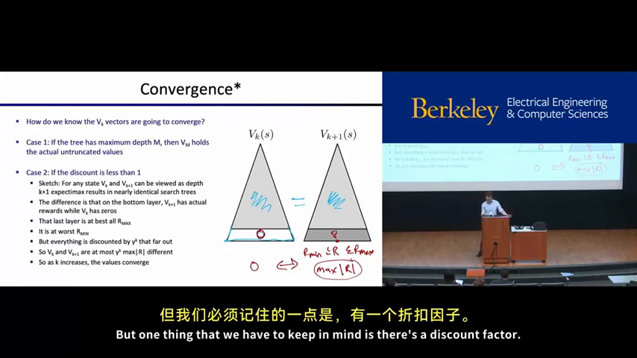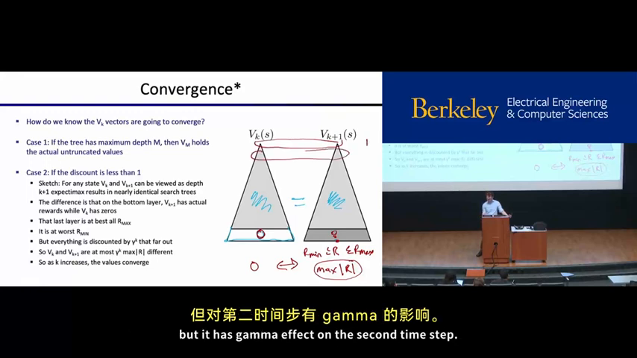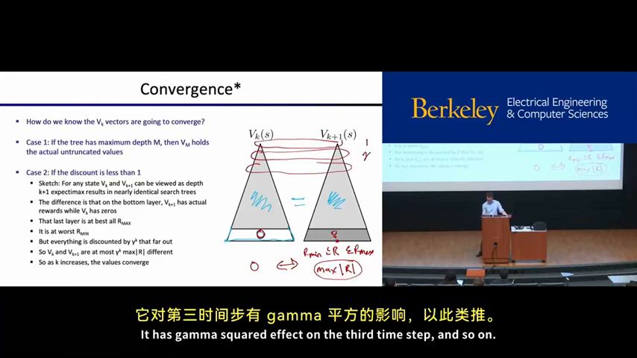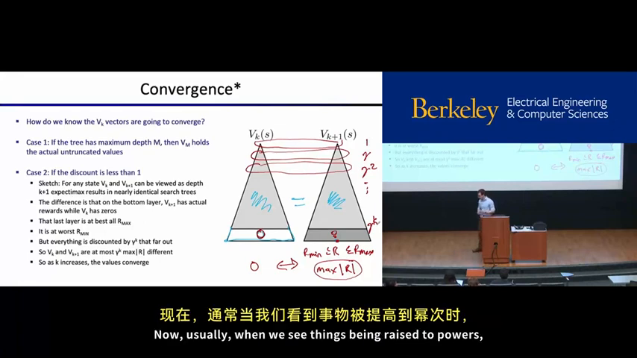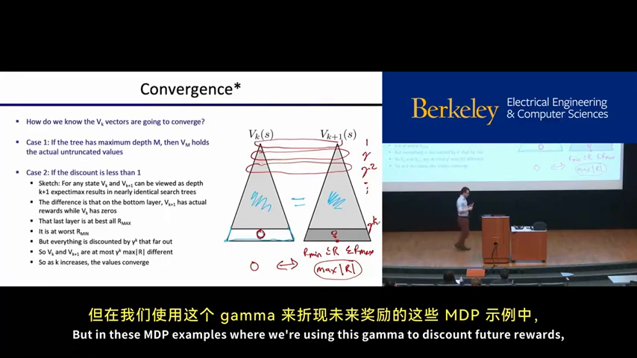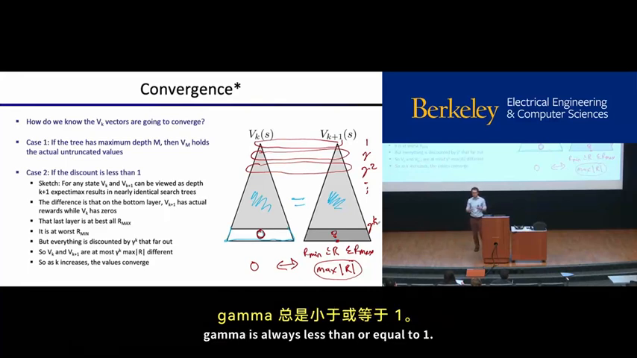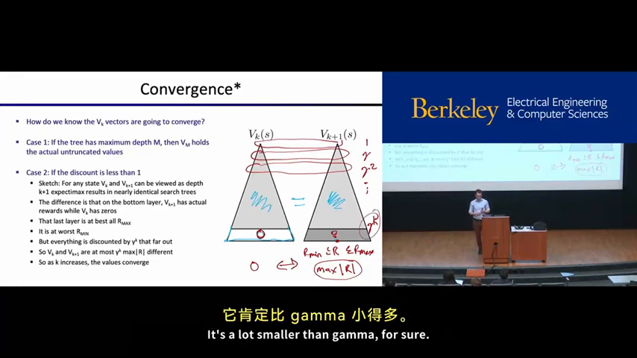But one thing that we have to keep in mind is that there's a discount factor. The discount factor doesn't have any effect on the first time step, but it has a gamma effect on the second time step. It has a gamma squared effect on the third time step, and so on. Eventually we're going to get down to here and we'll have gamma to the k. Now, usually when we see things being raised to powers, our intuition is that they're getting bigger over time. But in these MDP examples where we're using gamma to discount future rewards, gamma is always less than or equal to 1, and usually it's less than 1. So if the discount is less than 1, gamma to the k is a lot smaller than 1. It's a lot smaller than gamma for sure.